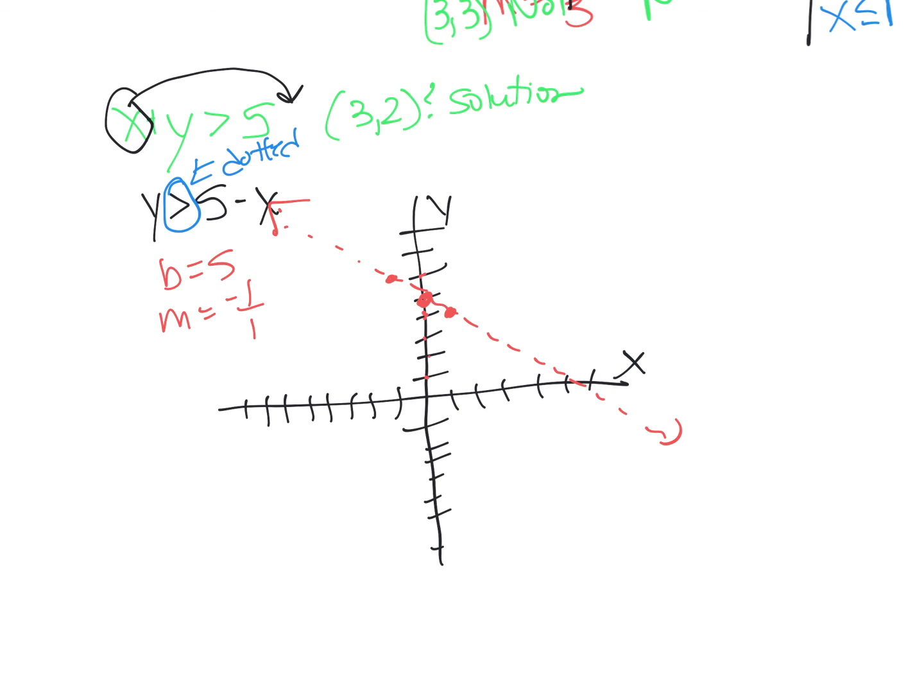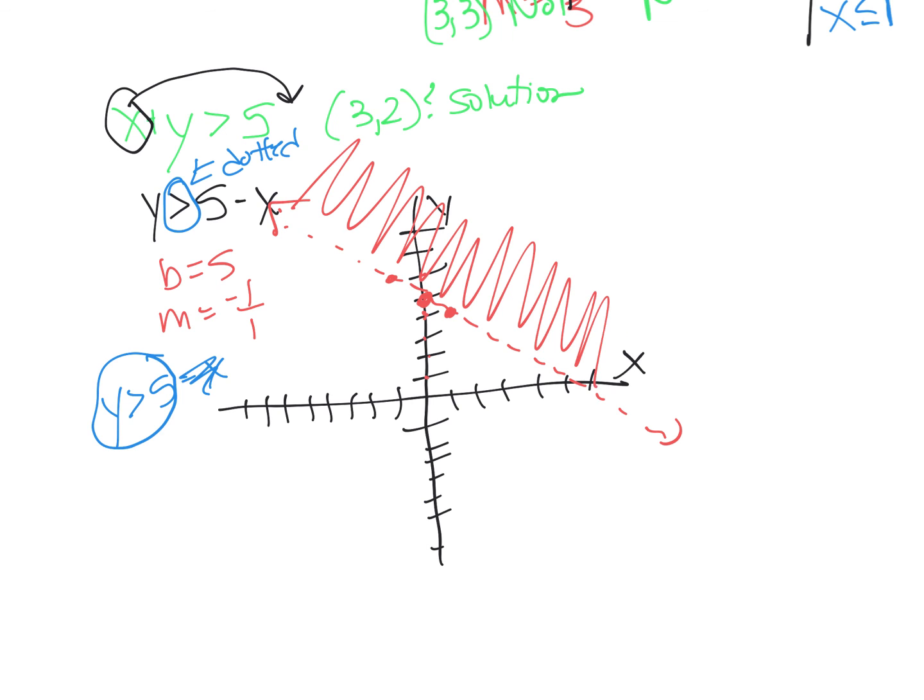And then I'm going to ask myself how to shade. So y is greater than 5 minus x. So I'm going to disregard this. So y is greater than 5. All of these values above here are greater than 5 because it starts out at 5. And they go up 6, 7, 8, 9, 10. If I went down, it would be 4, 3, 2, 1, 0, negative 1, negative 2. These are all less than 5. Okay, so if it's greater than 5, you're going to shade above.